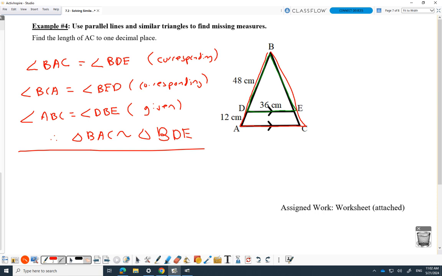Okay, here we go. BD over BA equals DE over AC. Now stare at the triangle long enough that you prove to yourself I'm not being tricky. BD was the left side of the small triangle, and BA was the left side of the big triangle. DE was the bottom of the small, and AC was the bottom of the big.